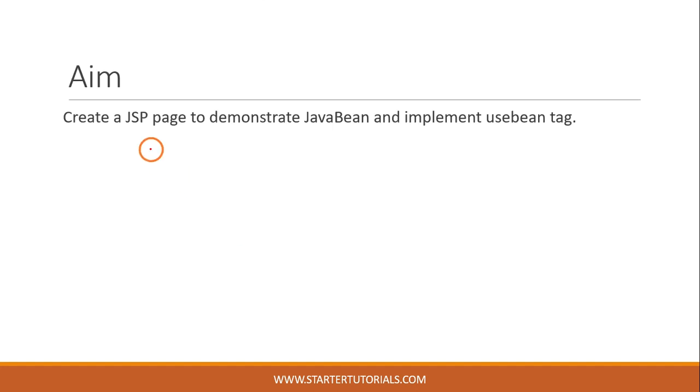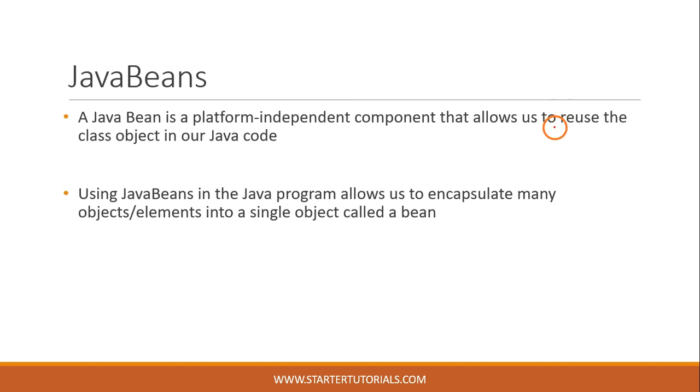So let's see. The aim of this program is to create a JSP page for demonstrating the concept of Java Beans and to use or implement that Java Bean using an action tag called UseBean tag. There are two things in this. First, we are going to learn about what a Java bean is and how to create a Java bean, and then how to use that Java bean in our JSP page using the useBean tag. So first, let's see what a Java bean is.